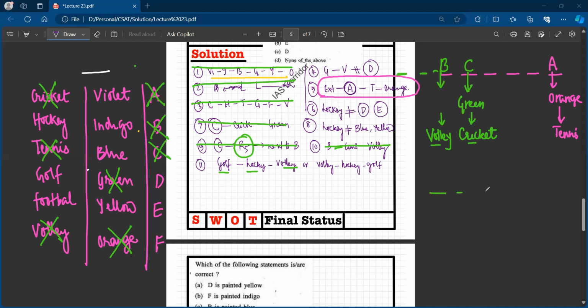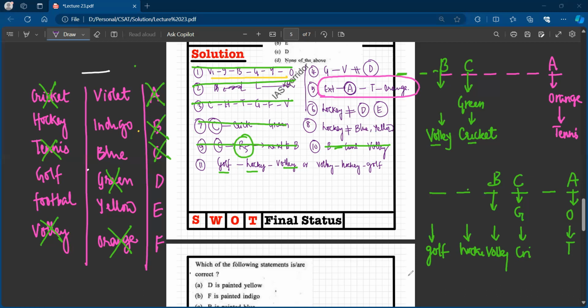So the arrangement has to change. This will be A, orange, tennis. We have to place two more places here, but this has to be B, this has to be C. As of now, this is green, this is cricket, this is some color, and this is volley. Now volley and hockey should be together, and hockey and golf should be together. Then only hockey will be in the middle of golf and volley. So this has to be golf and this has to be hockey.